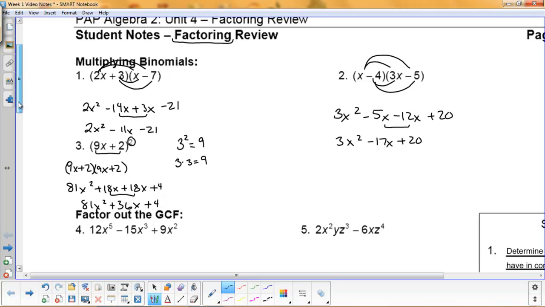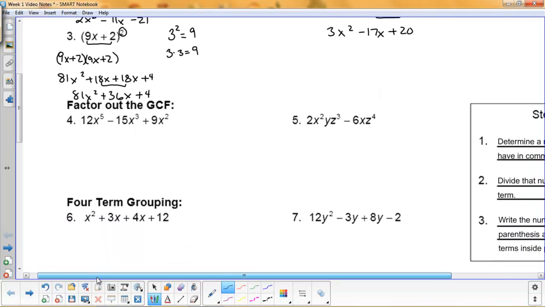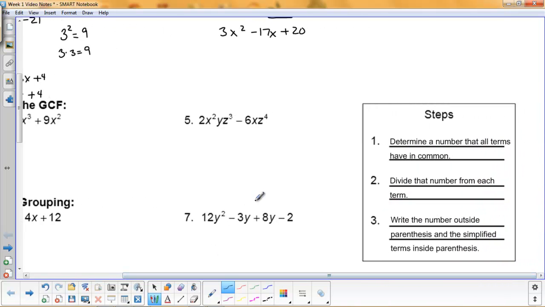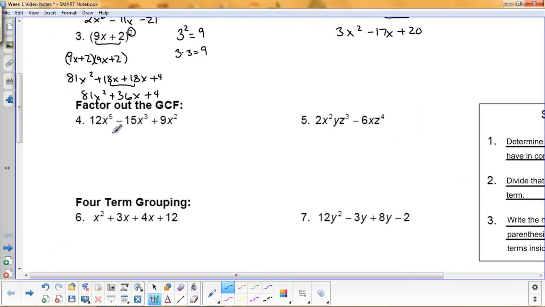Moving on from there, we're going to talk about how to factor out GCFs. So what I've done here is I've written some steps for taking out the greatest common factor of any set of numbers. Step number 1, determine a number that all terms have in common. Divide that number from each term. Then you're going to separate the outside and the inside of parentheses with the greatest common factor and then the simplified terms inside. All right, the greatest common factor ends up being the number that all three terms have in common and the smallest variable exponent.